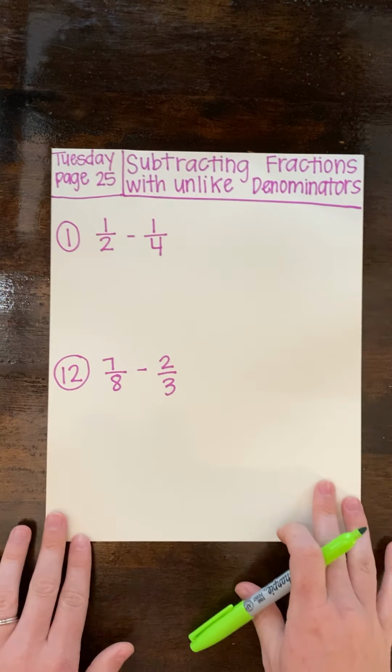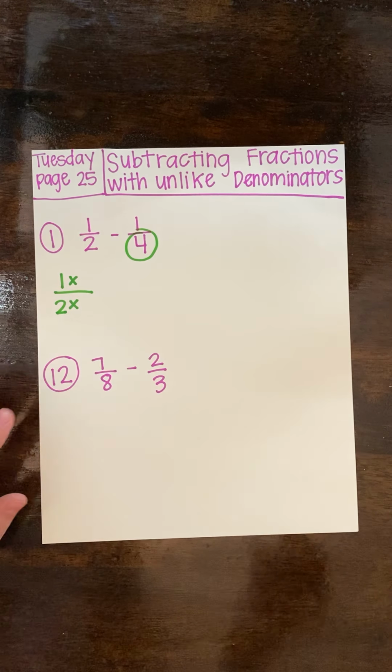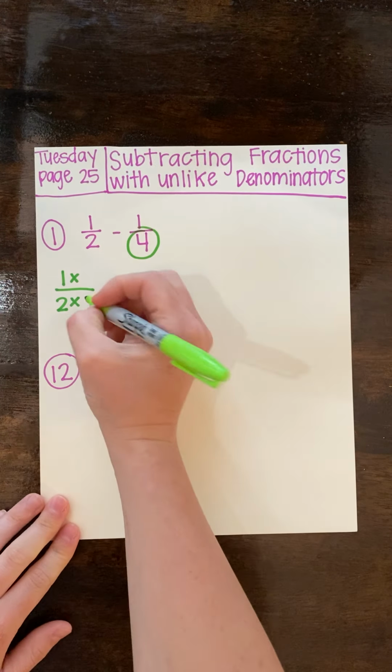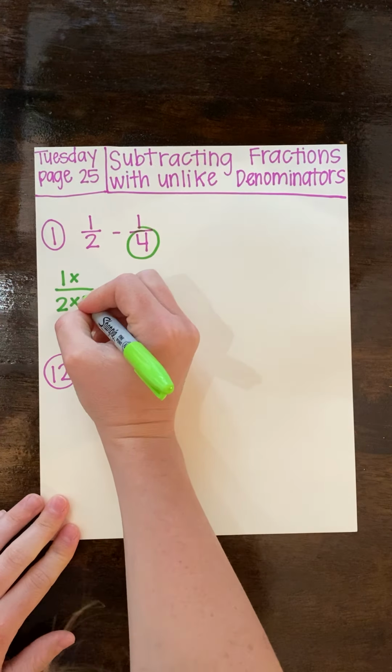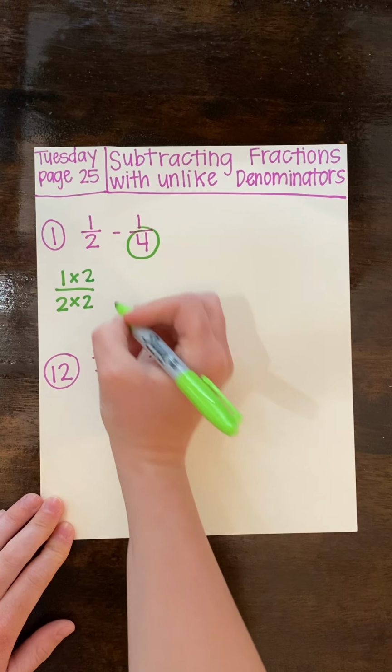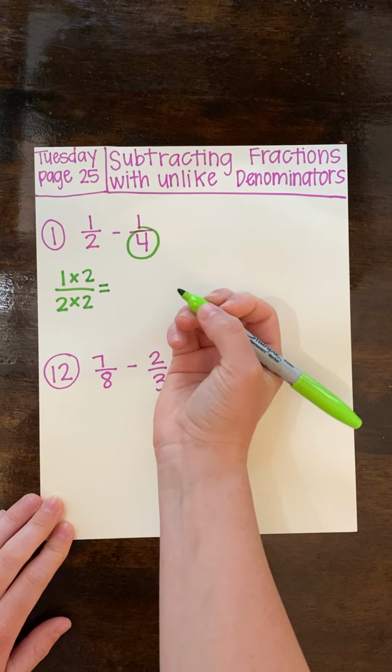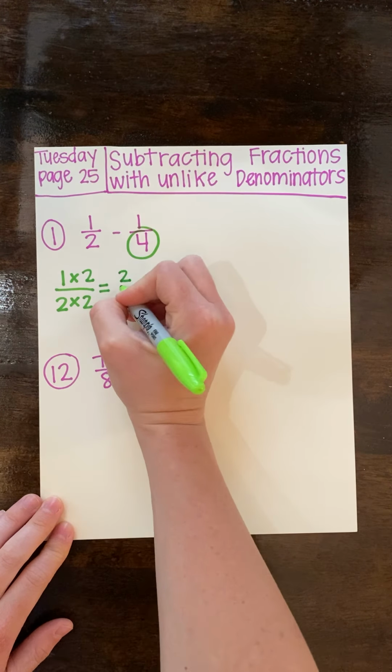So what I'm going to do is make my common denominator that 4. So I have 1/2. I need to change it to where I have a denominator of 4. I know that 2 times 2 is 4. So if I'm going to multiply it by 2 in the denominator, I'll also have to multiply it by 2 in the numerator to get an equivalent fraction for 1/2. So 1 times 2 is 2, and 2 times 2 is 4. So 2/4 is equivalent to 1/2.